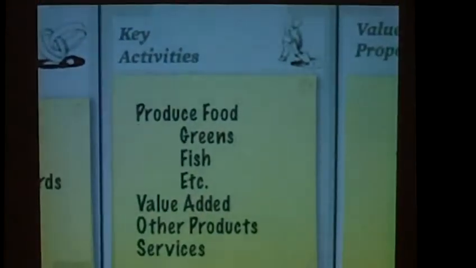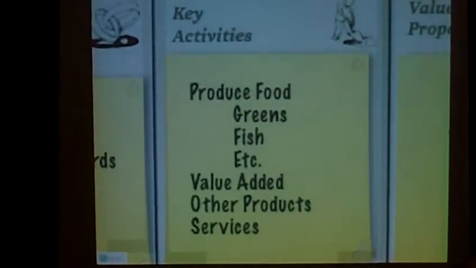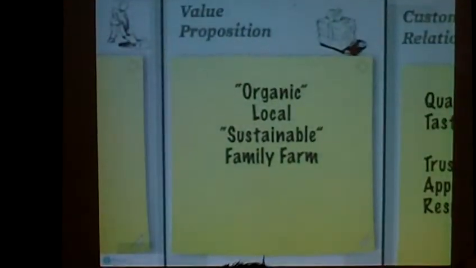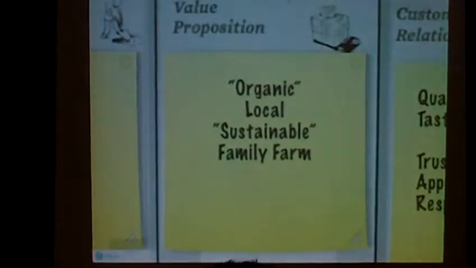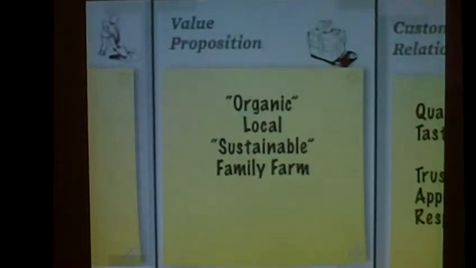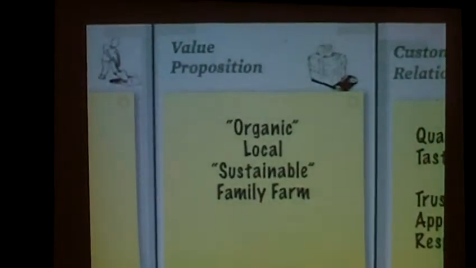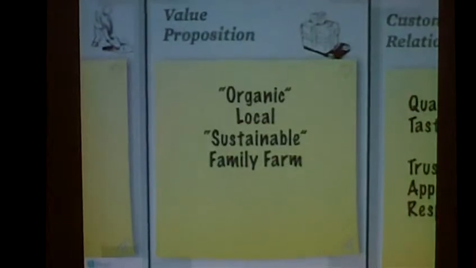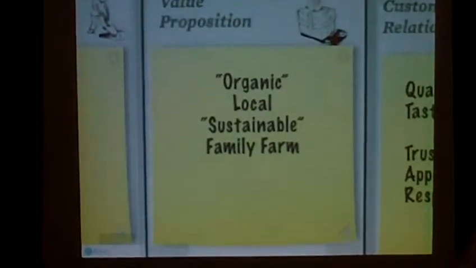The key activities, you're going to be producing food. Maybe you'll be doing some value-added stuff. Maybe you're doing education. What is it that you're doing in order to derive the value? And then how are you going to sell it? Why do people want to buy it, right? Think about it's organic, it's local, we can call it sustainable, family farm. There's a host of these things, but it's what are you trying to communicate to the people that are going to buy your product?